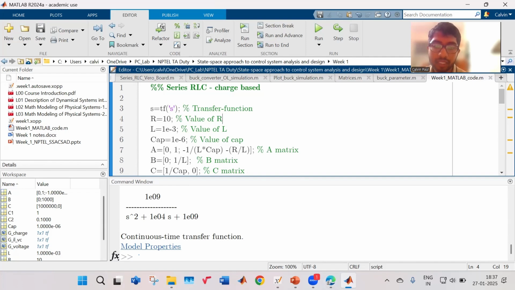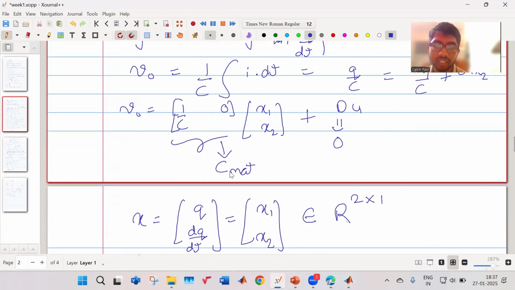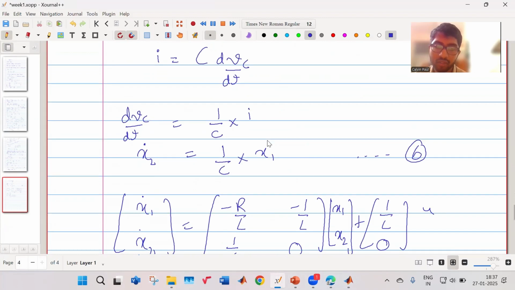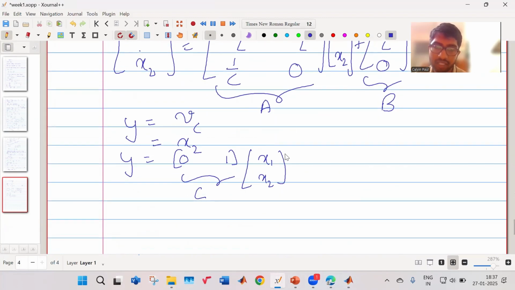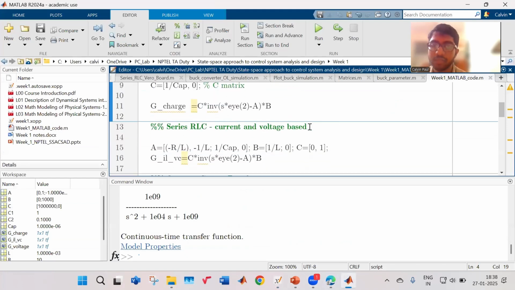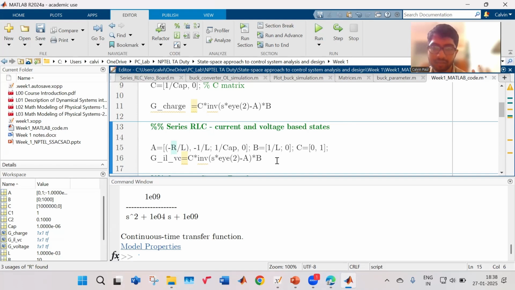Now let us see, we have also derived another set. That was for this A matrix, B matrix, C matrix. Now I will use my new set of equations A, B, and C. So now series RLC, the current and voltage based states. Current and voltage are the states. So this is my new A matrix. As you see, minus R by L, minus 1 by L, 1 upon C, 0, etc. This is the B and C matrix. And now GILVC is the transfer function when I'm considering inductor current and capacitor voltage.